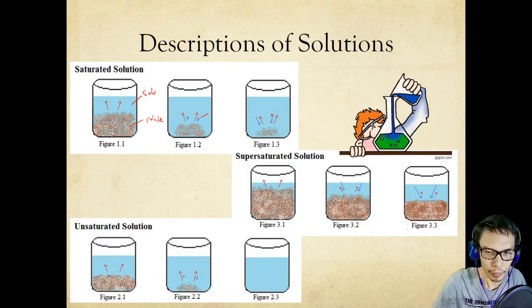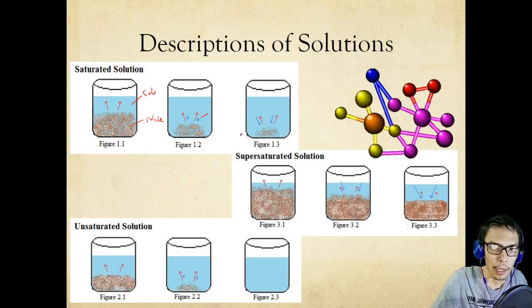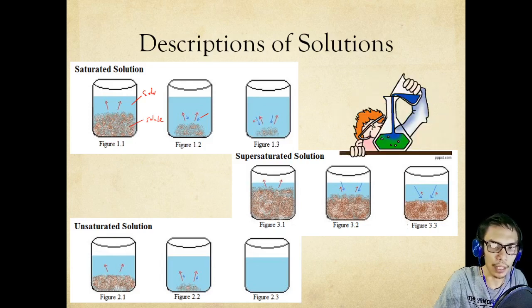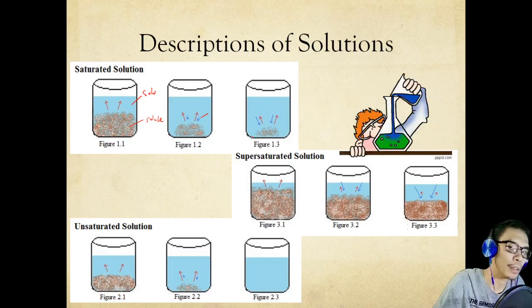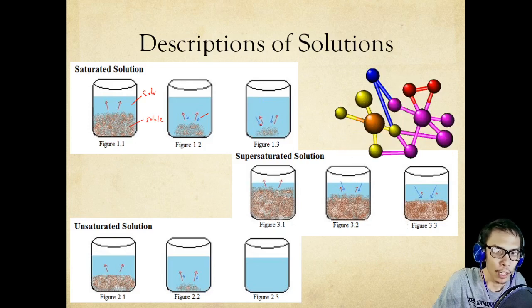So in this case, to make it a saturated solution, the two arrows, the dissolving arrow and the crystallization arrow, are in the same magnitude. So what happens here is that the solute will not be dissolved totally in your solvent, so there will be solute remaining in the solvent at the end of the day.